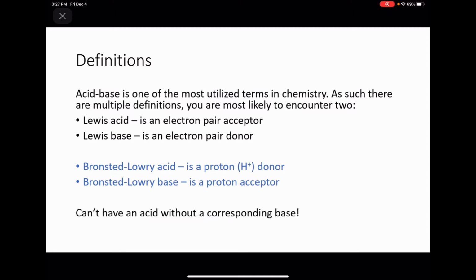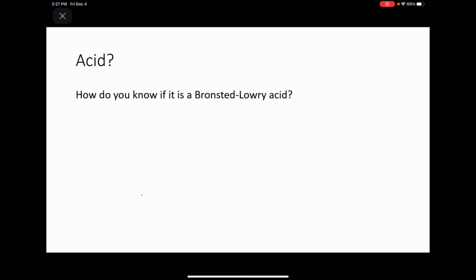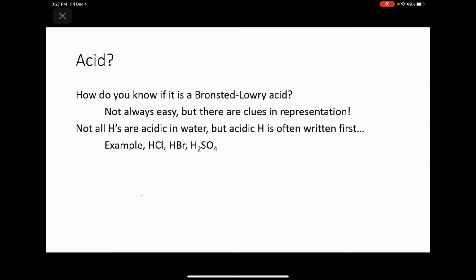In any of these definitions, if something's an acid, you must have a corresponding base. Nothing can act like an acid, because you can't donate a proton to nothing. So it has to have a base. How do you know if you have a Bronsted-Lowry acid? The answer is that it's not always that easy, but there are some clues in the way we represent the structures themselves.